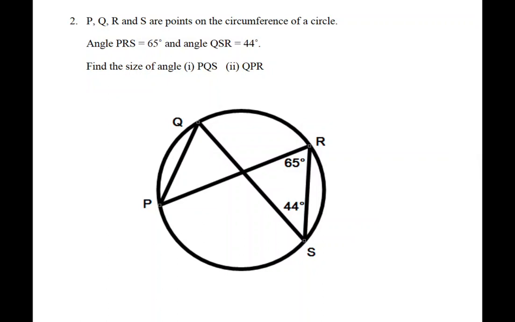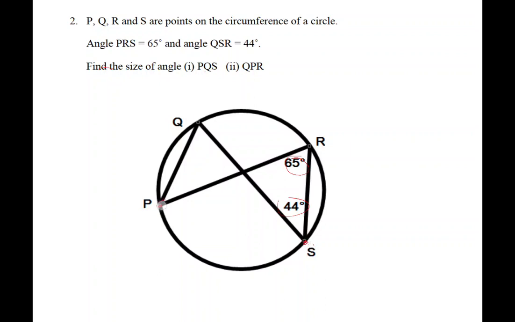Now, question 2. P, Q, R, and S are points on the circumference. Angle PRS is equal to 65. Angle QSR is equal to 44. Find the size of angle PQS.